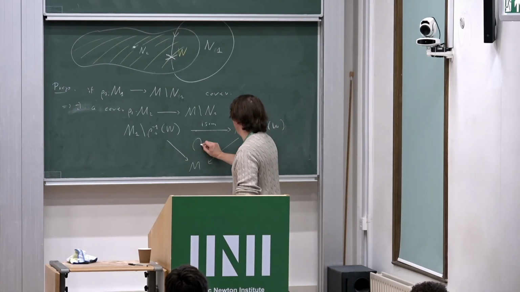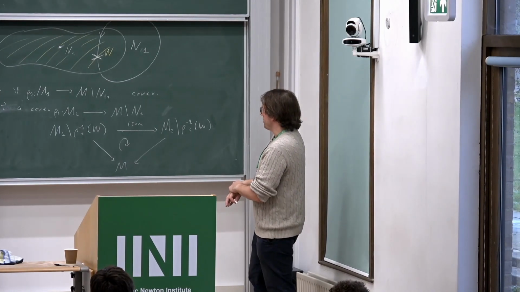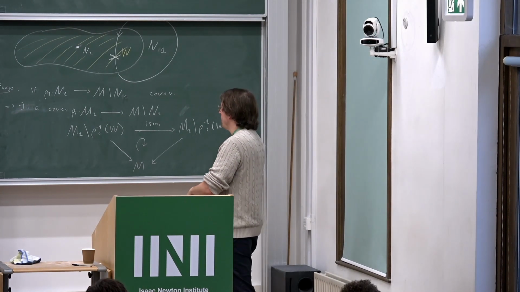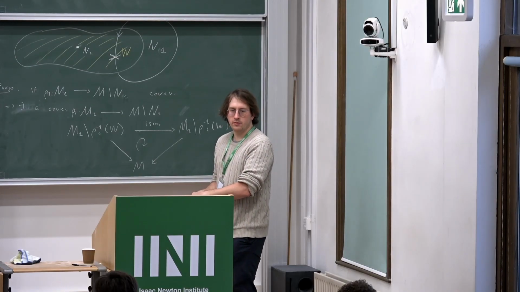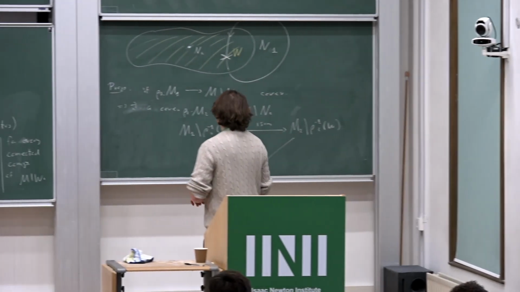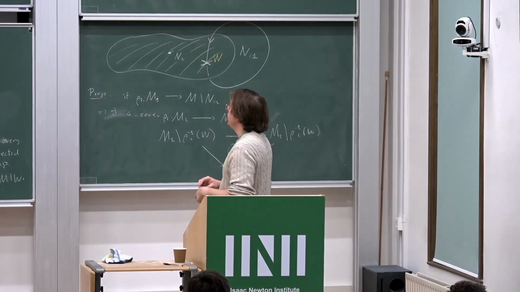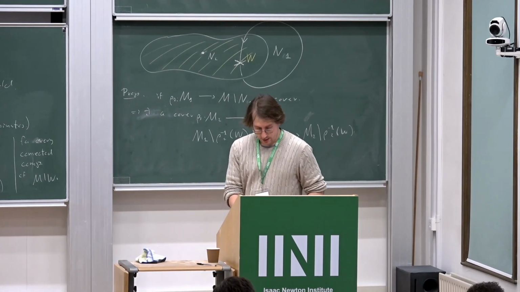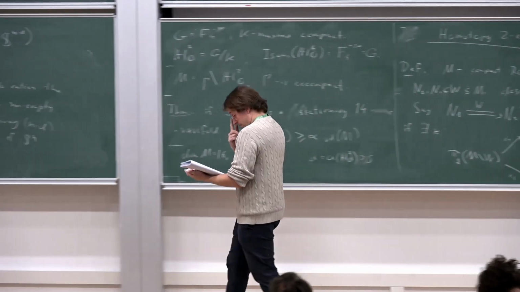So you have like a commuting diagram. So maybe in plain words, any cover you can tie around N1, you can also tie around N2 after cutting along W. That's what we want. And this is a property which is very useful for cover stability.